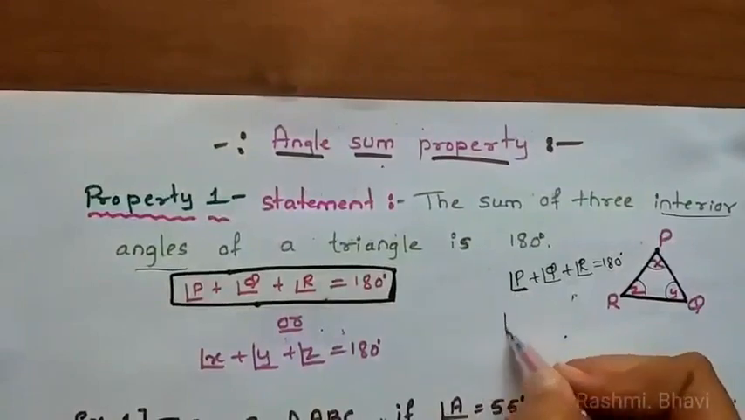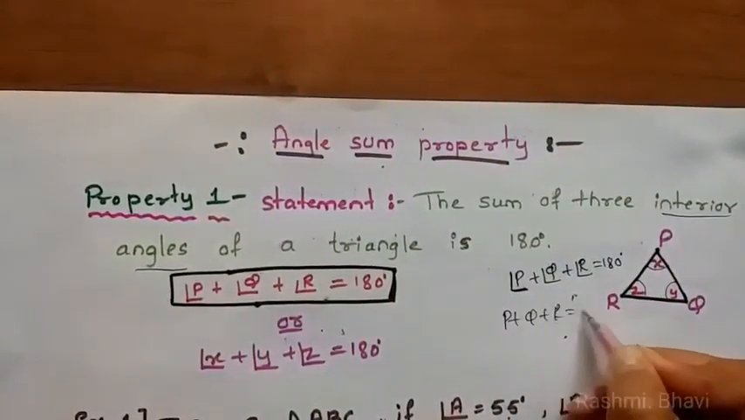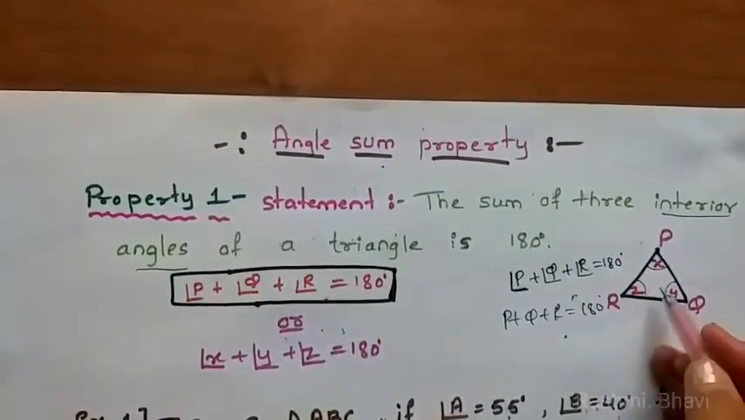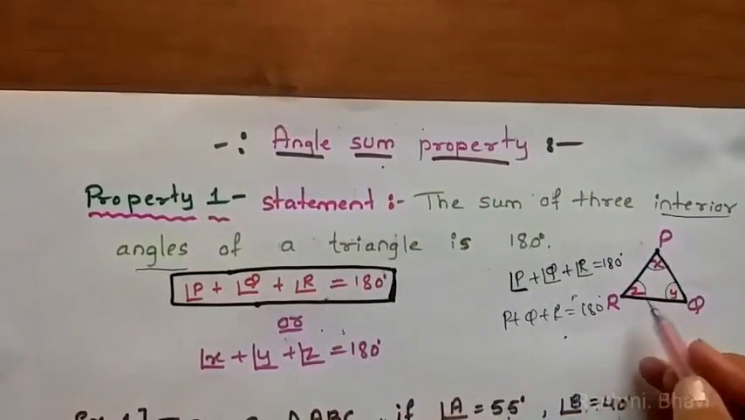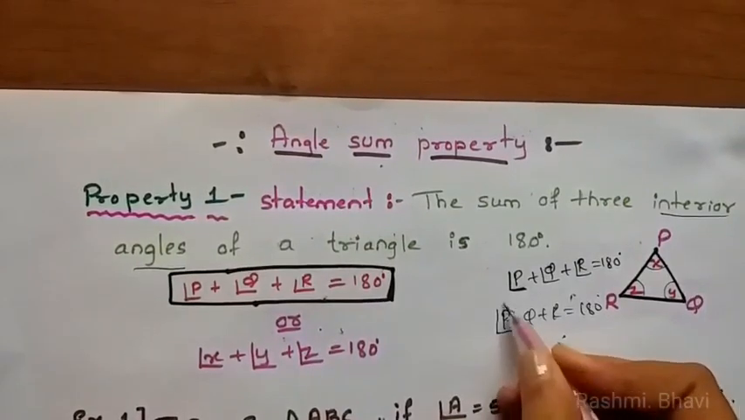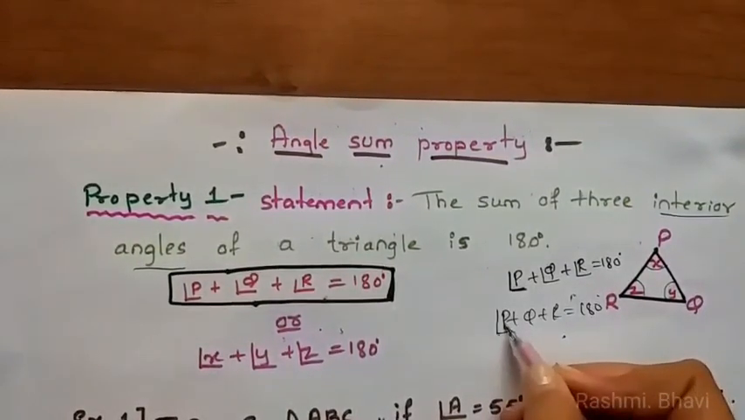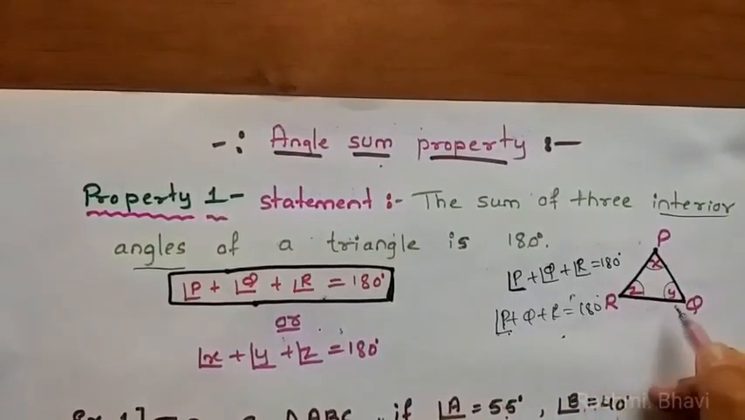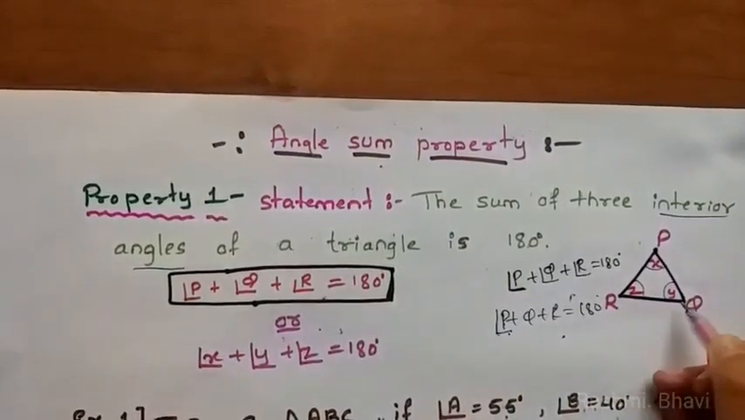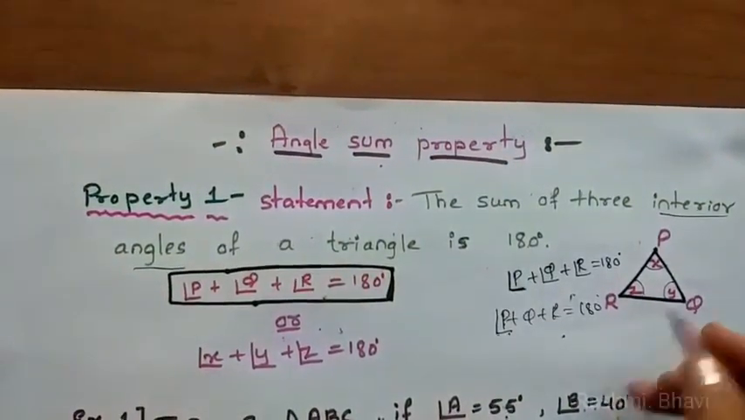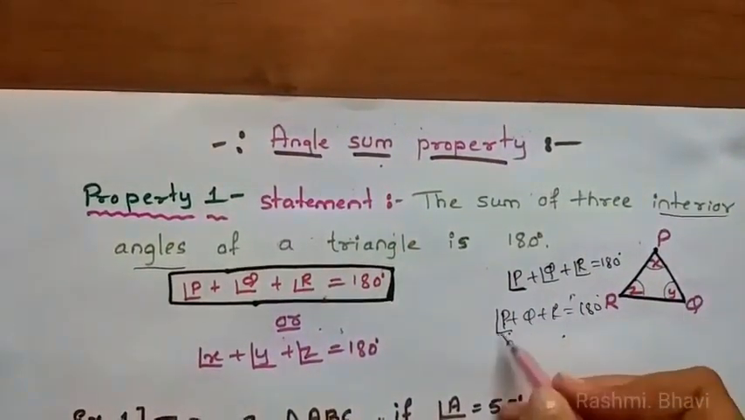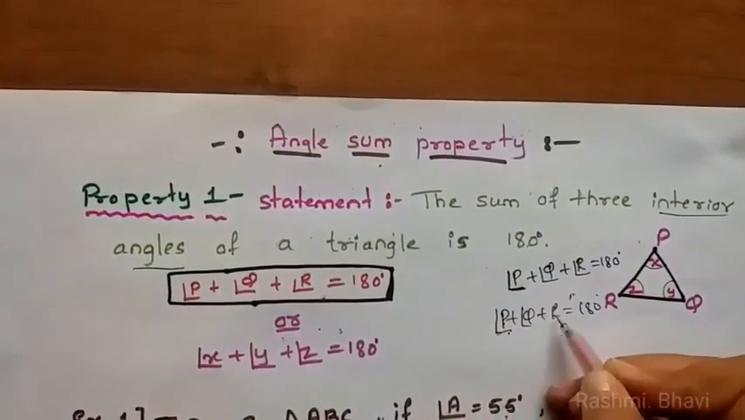You cannot write it like this, P plus Q plus R is equal to 180 degrees, because P, Q, R are said to be points of the triangle. They are not the angles of the triangle. When you write it symbolically, this is said to be angle P. Here angle P represents the angle of the triangle, but Q represents the vertex of the triangle. So when we write the statement, we should always mention the angles systematically, like angle P plus angle Q plus angle R.